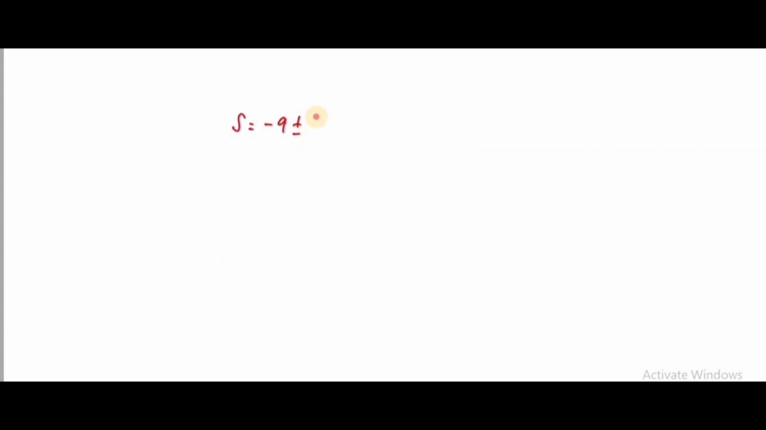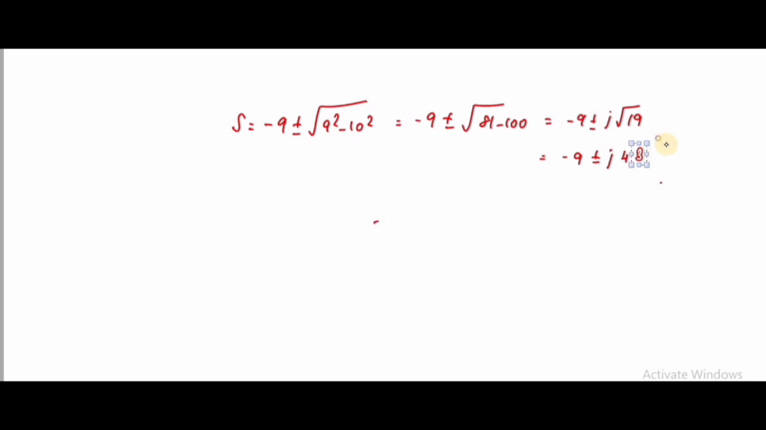First, let us find the value of s, which is equal to minus 9 plus or minus the square root of 9 squared minus 10 squared. So minus 9 plus or minus, sorry, 81 minus 100, that is equal to minus 9 plus or minus j root of 19. So that is equal to minus 9 plus or minus j 4.359, so this is your omega d.